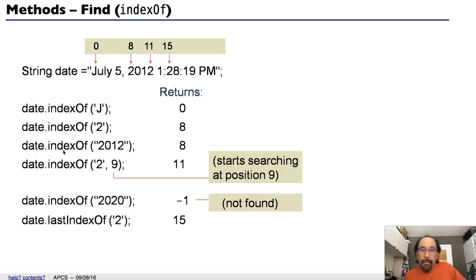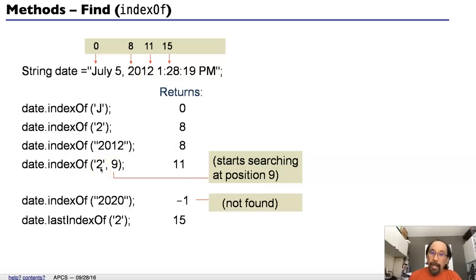Okay, the find method. The find method returns an integer that indicates the location of whatever character or string we're trying to find. If we want to find the first J, it'll look for the first J. It'll look for the first 2, and returns the 8 right here. We could also look for a string, in this case 2012. It returns the starting character of the 2012.